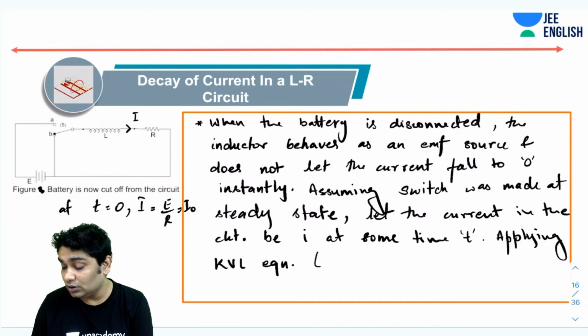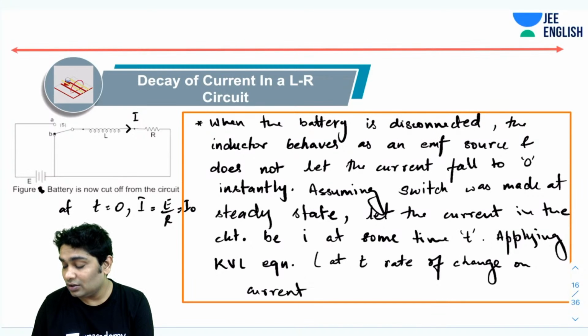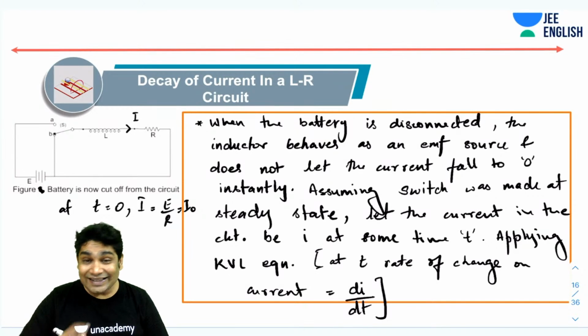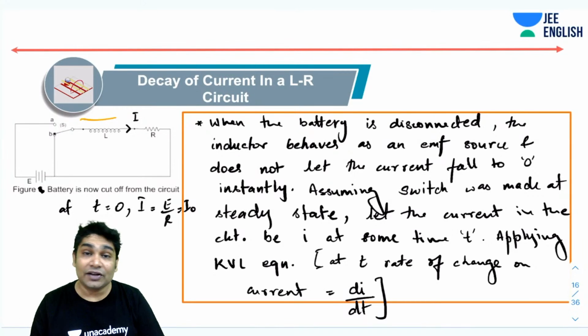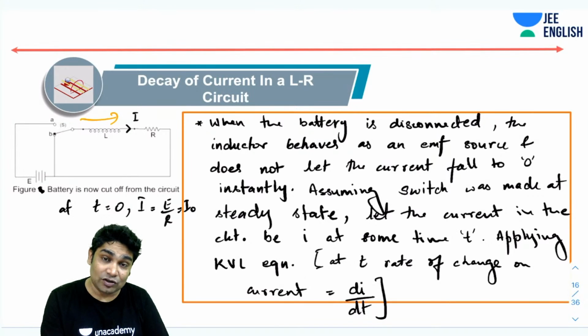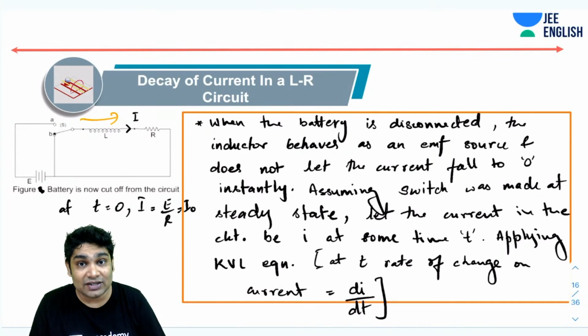Okay, so we have assumed at time t the rate of change of current equals di over dt. Now, at this instant, when we write the KVL equation, we will first cross the inductor in the direction of the current. When I cross it in the direction of the current, what is the potential change that I will see? I will see minus L times di by dt.